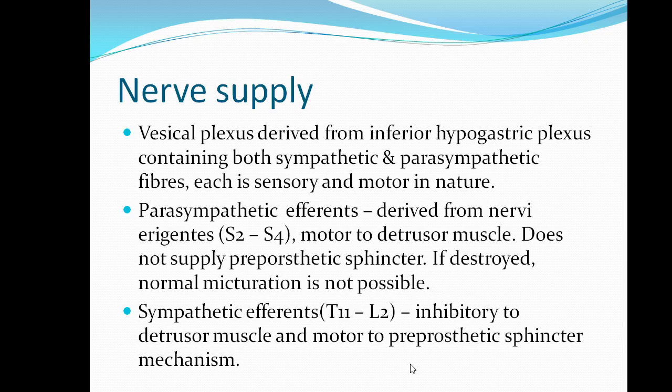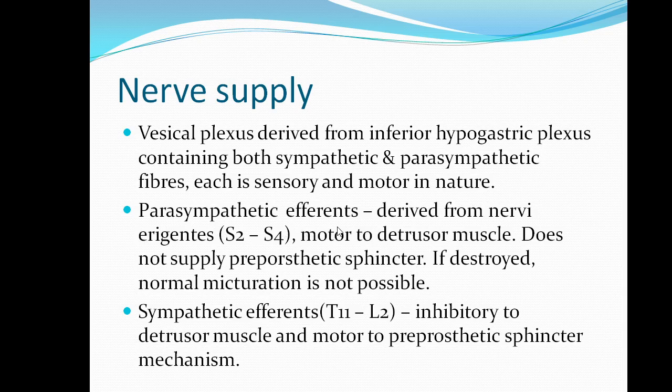The nerve supply. There is a vesical plexus of nerves which is derived from the inferior hypogastric plexus. It contains both sympathetic and parasympathetic fibers. Each of these fibers is sensory and motor in nature.